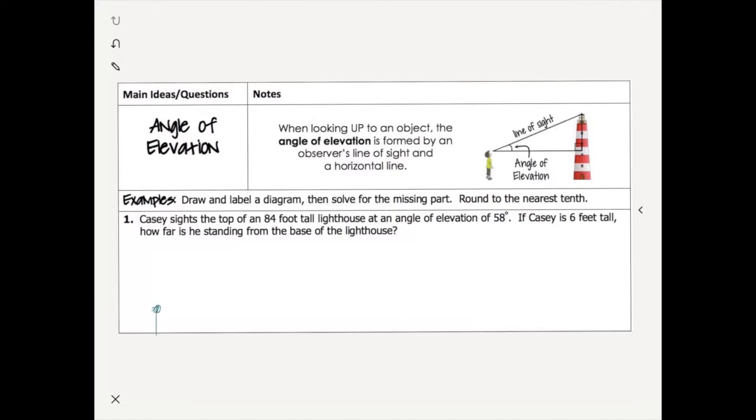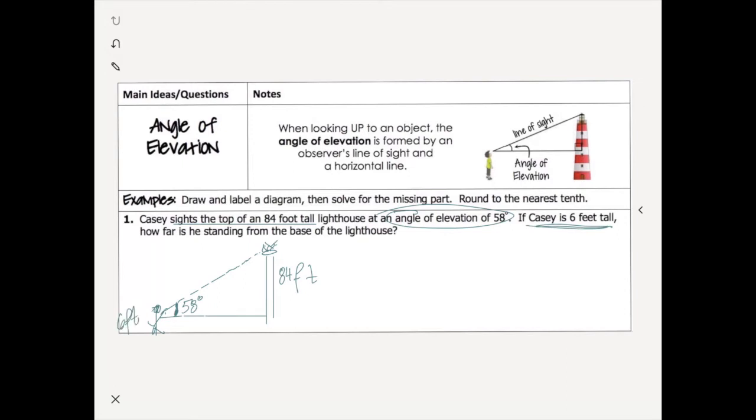So this is Casey. Casey sights the top of an 84-foot tall lighthouse. So of course, Casey is looking up to the top of the lighthouse. This is going to be my lighthouse. And we're going to say that this lighthouse is 84 feet tall. The angle of elevation is 58 degrees. So I'm going to go ahead and draw my horizontal right here. And the angle made is 58 degrees. Casey is 6 feet tall, so I'm just going to go ahead and write that right here.